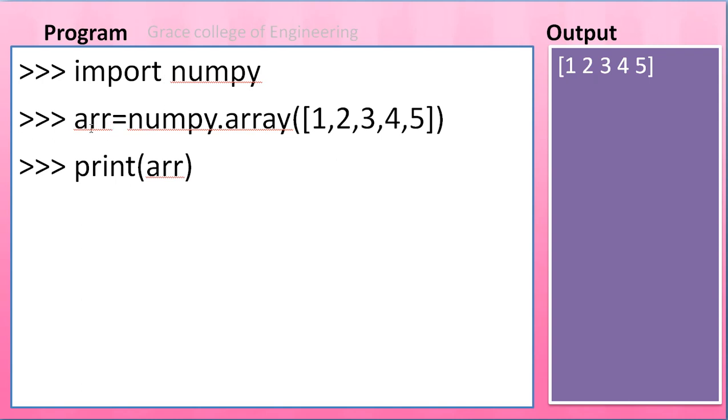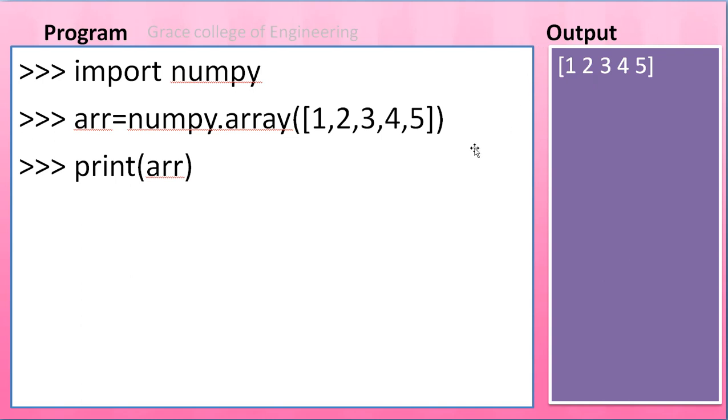Next, variable arr, which is equal to numpy.array of. You can get the output in the array format. For that we are using NumPy. So array of, inside that the values passed are 1, 2, 3, 4, 5. Then print arr. Output: 1, 2, 3, 4, 5.